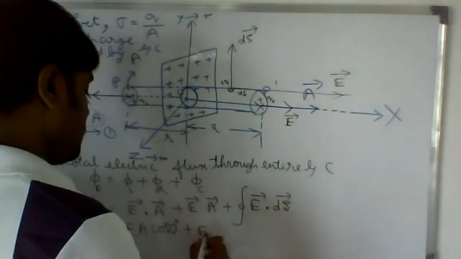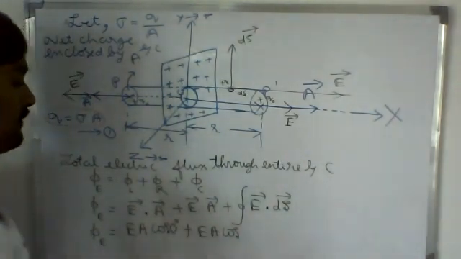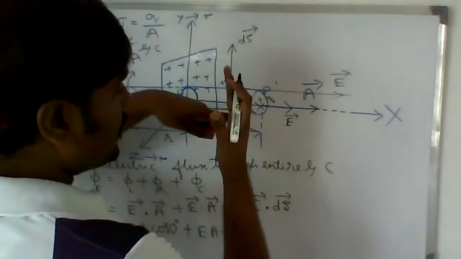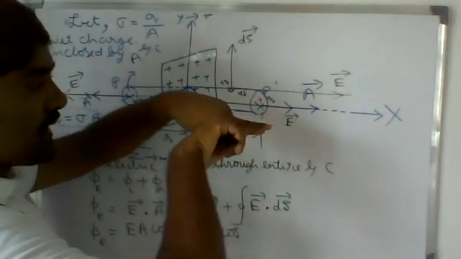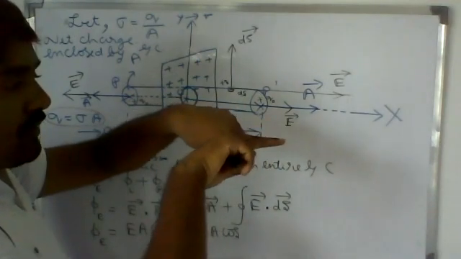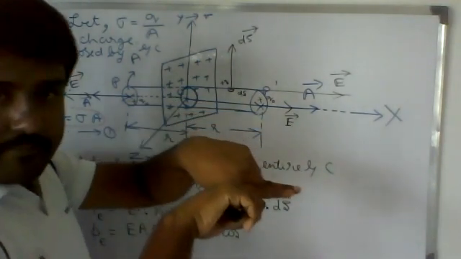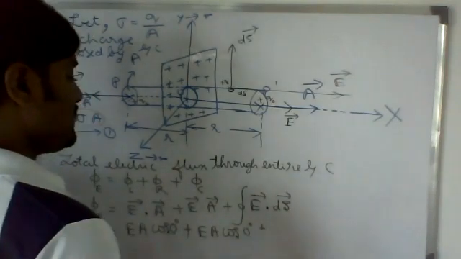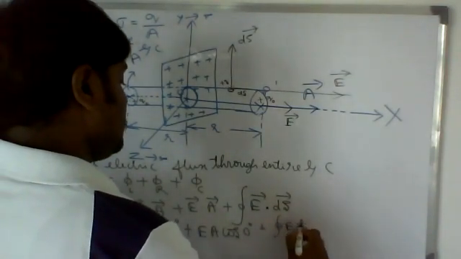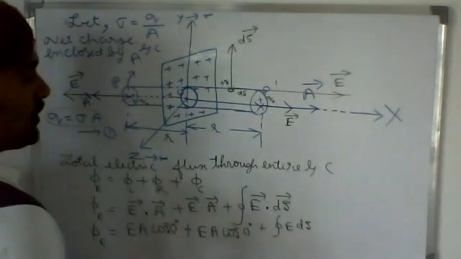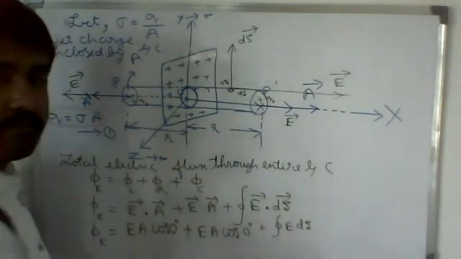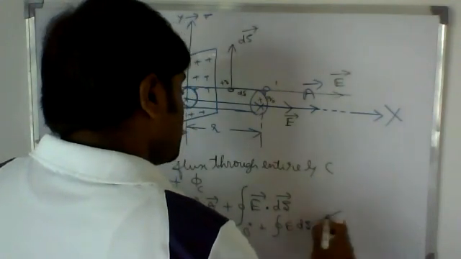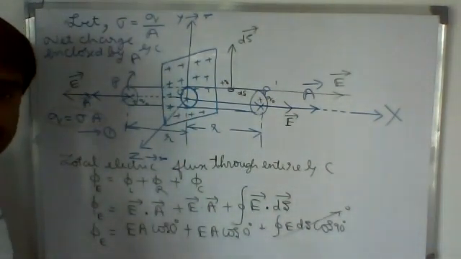here also E A cos theta. What is the value of theta? On the right flat circular surface, E vector is directed outwards, and A vector is also directed outwards. Both are moving in the same direction. What is the angle between them? Again, that is 0 degrees. Plus the integration of E dS. What is the angle between E vector and dS vector on the curved surface? That is 90 degrees. E dS cos 90. So this term goes to 0 because cos 90 is 0.